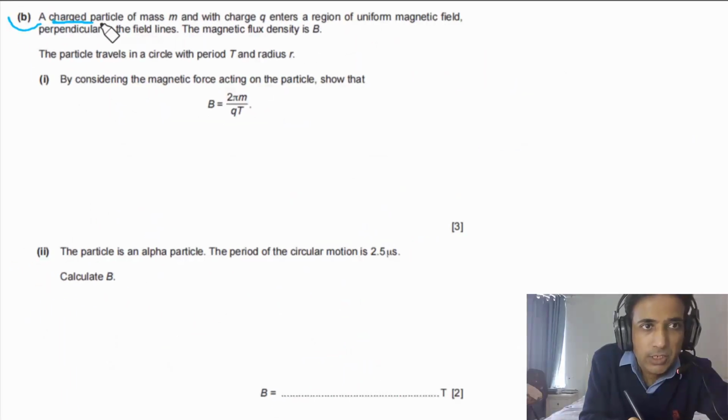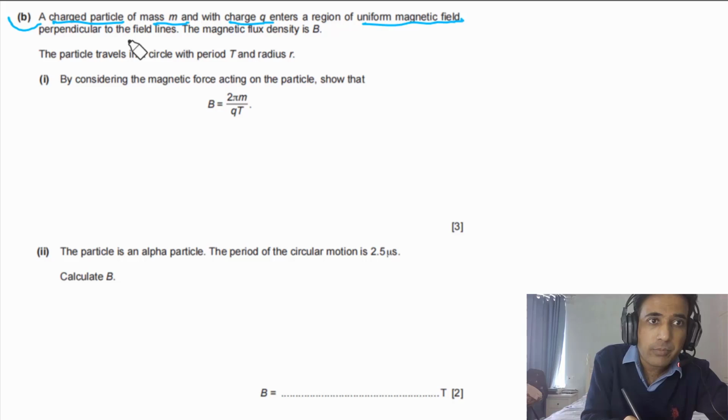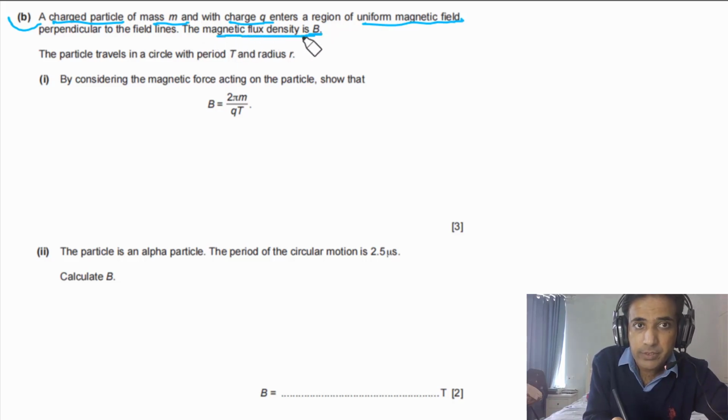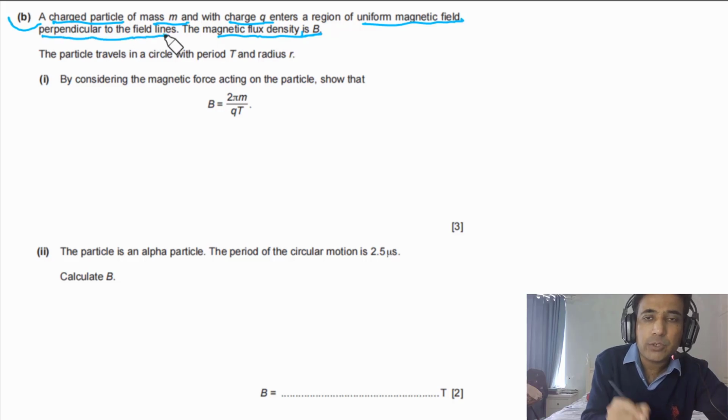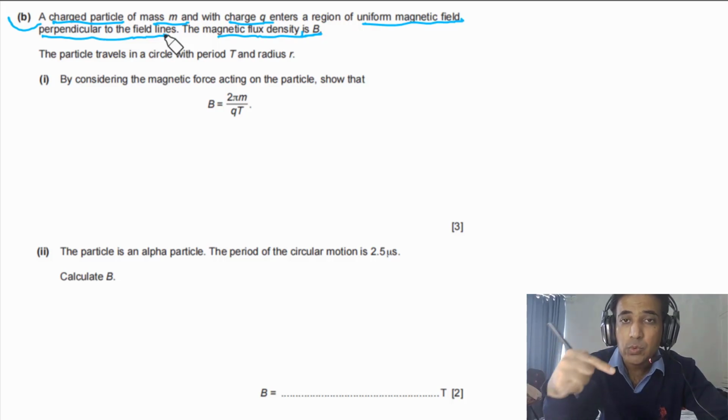Part B says a charged particle of mass m and with charge q enters a region of uniform magnetic field perpendicular to the field lines. The magnetic flux density is B. It's very important: perpendicular to the magnetic field lines. If perpendicular, it means that it will only do circular motion. If not perpendicular, the path of the particle will be a helical path. So this is very important.